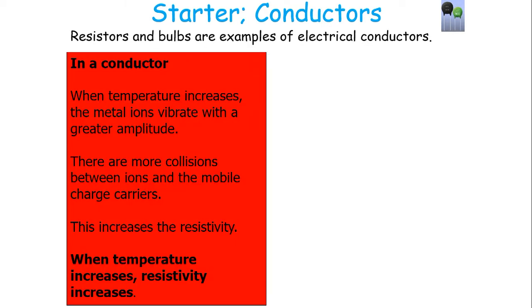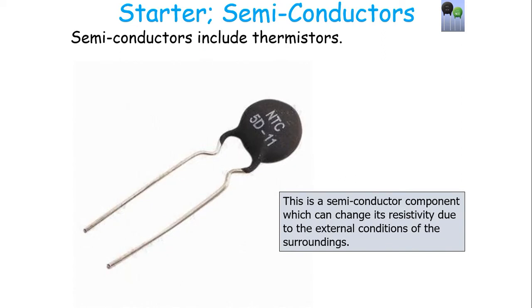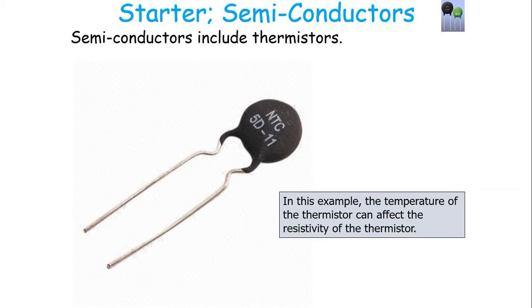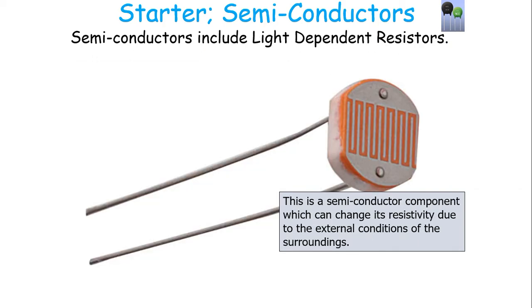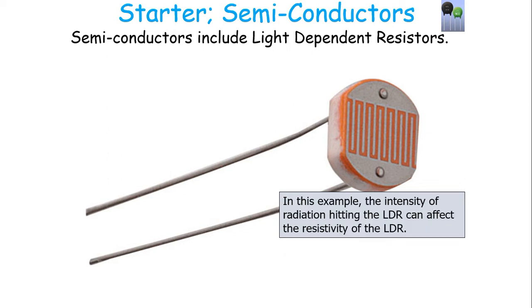So in a conductor, when temperature increases, the metal ions vibrate with a greater amplitude, so there are more collisions between ions and the mobile charge carriers, which increases resistivity. When temperature increases, resistivity increases as well. But you can also consider semiconductors, such as thermistors. In this example, the temperature of a thermistor can affect the resistivity of the thermistor, and an LDR, or light-dependent resistor, is a component which can change resistivity due to external conditions, which is light intensity. So the intensity of radiation hitting the LDR can affect the resistivity of the LDR.